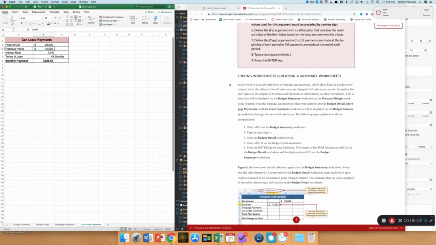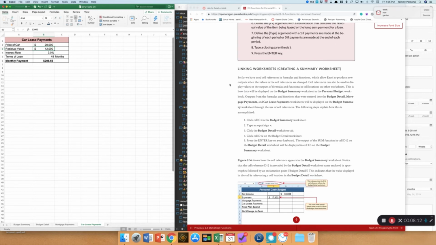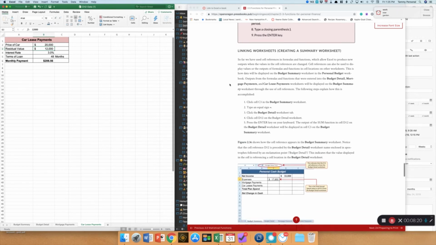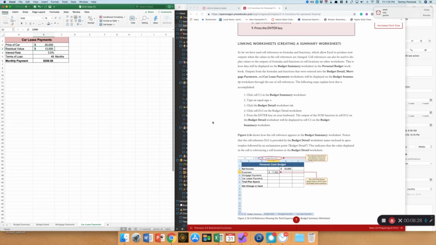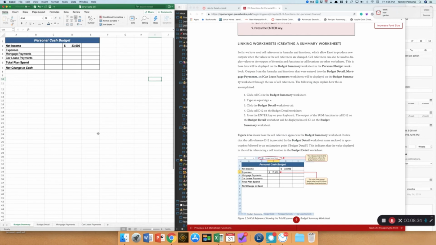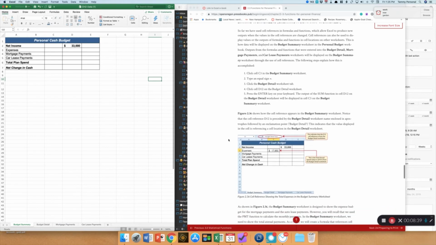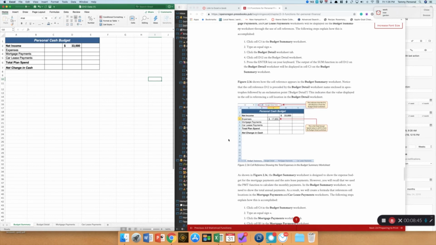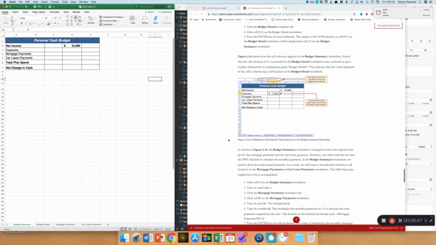The other piece that is included in this section, in section 2.3, is how to refer to cells from different worksheets. So this is going to be very, very important as we move into the budgeting section of our managerial accounting class. So let's go to the other page, the budget summary. And this is where you can refer to the total amounts in all the different worksheets. So all you need to do is to refer to these cells.